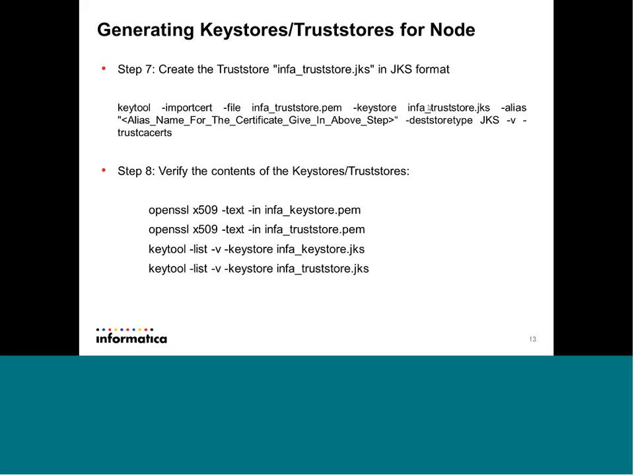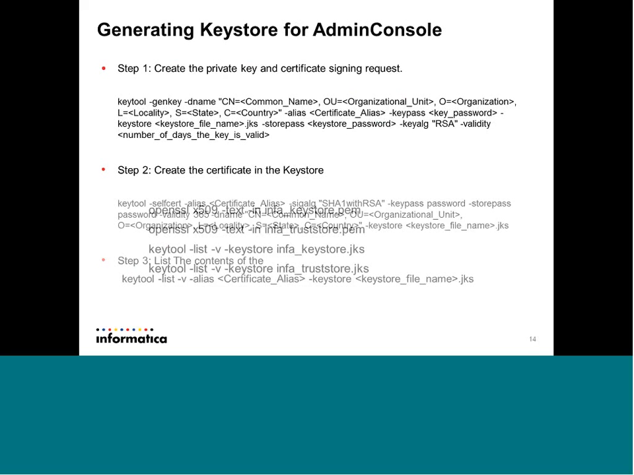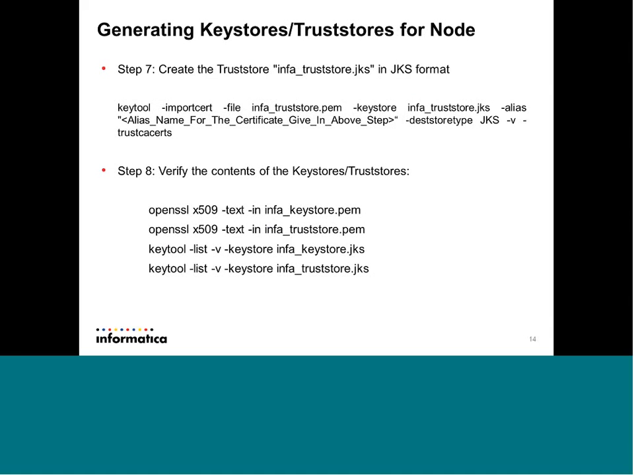So there will be multiple intermediary files like the PKCS12 file, the CSR file, the CRT file, the key file, and all. They could be deleted after this process is complete. PowerCenter is not going to use any of those files. PowerCenter will only be using the INFAKeystore and INFATruststore files. Okay. So this completes the process of creating the keystores and truststores for the node.